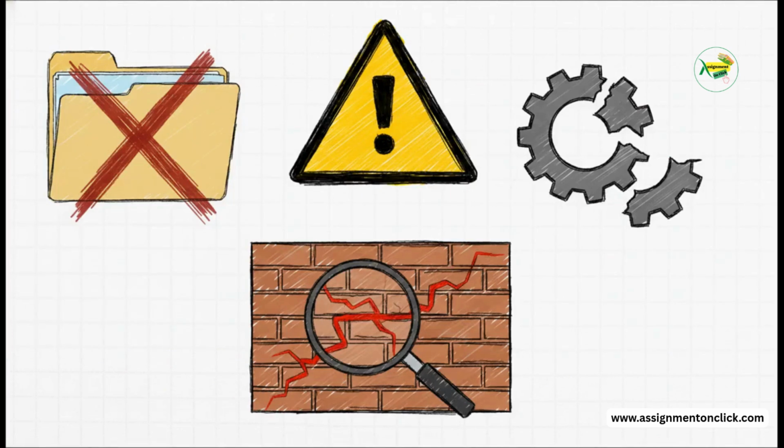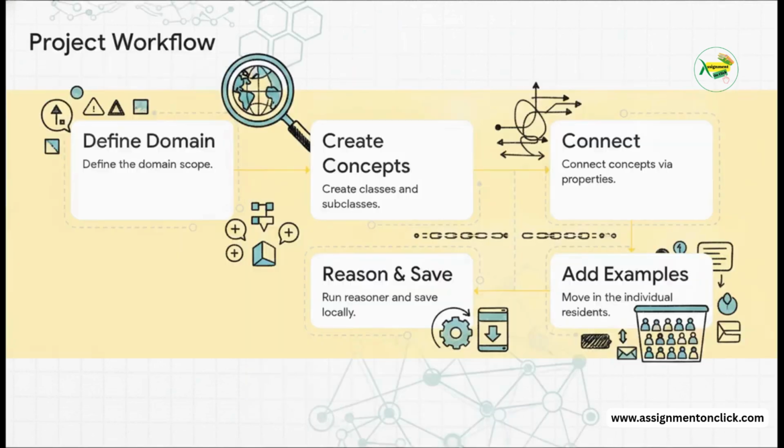Okay, before you run off to build massive projects, let's talk beginner mistakes. The absolute biggest one? Treating classes like visual folders. Remember, your classes have deep, formal logic. They aren't just for organizing files on your screen. Also, don't mix up a class with an individual. No spaces in your identifiers. Rely on those readable labels instead. And never, ever forget to run your reasoner. Your ontology might look visually perfect to your eye, but be hiding deep logical contradictions that only the reasoner can catch. So, defining the domain, creating the concepts, connecting them, adding examples, running the reasoner, and saving.